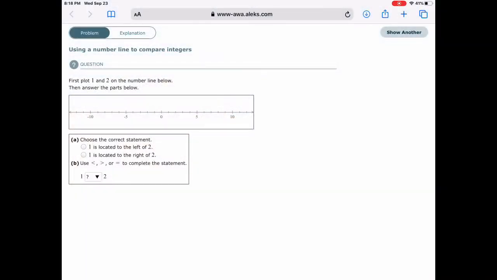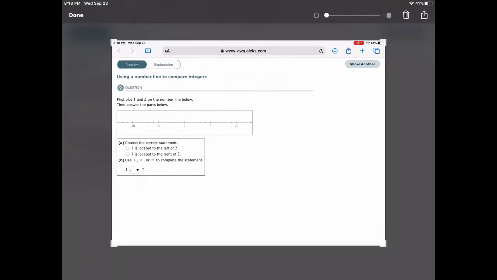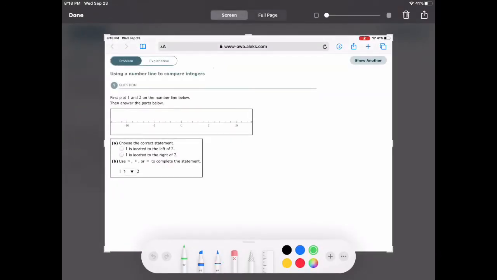Today I want to talk about using a number line to compare integers. Integers are just numbers that don't have fractions or decimals. So we might talk about negative numbers or positive numbers, any of the whole numbers and their opposites. Those are all integers, no decimals, no fractions.